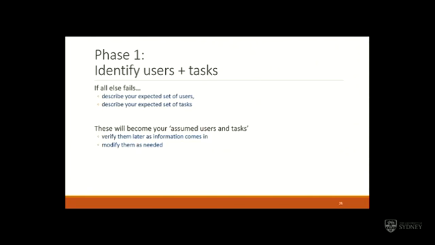If all else fails, again, you can just try and put yourself mentally into the shoes of your potential users and try and describe a concrete set of tasks that you might want to accomplish with your system. So just write down who you think your users will be and the different ways in which they will want to interact with your system.